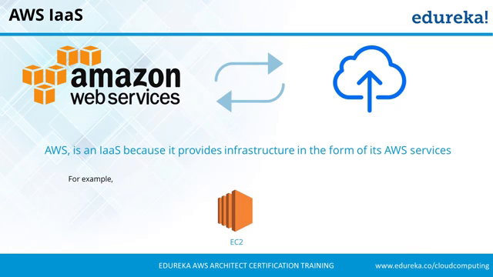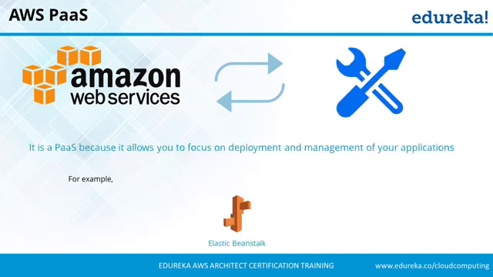All right, so AWS is an infrastructure as a service because it provides infrastructure in the form of its AWS services. So things like EC2, RDS, VPC, S3, EBS, and so on. So all this is infrastructure as a service. Platform as a service, so I gave you an example of Elastic Beanstalk. So again, with Beanstalk, you can focus on the deployment part or the development part of your application. All you have to do is select the runtime environment, and then you upload your code, and everything underlying will be deployed by Elastic Beanstalk itself. So this fits the category and definition of platform as a service.